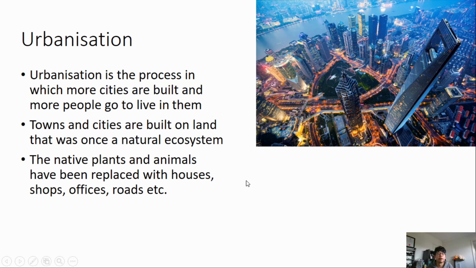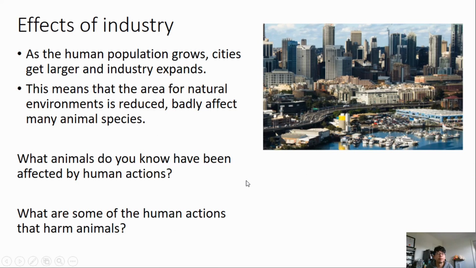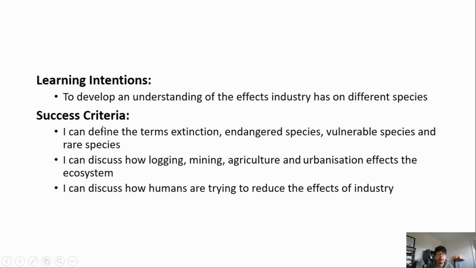So that brings us to the end of this video. Hopefully you guys did learn something from that, and hopefully you guys are now able to define the terms extinction, endangered species, vulnerable species, and rare species. Can discuss how logging, mining, agriculture, and urbanization affects the ecosystem, and we'll further discuss this last point in our next learning activity.